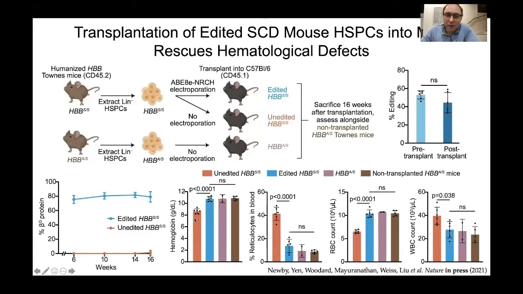Strikingly, we observed that in all of the parameters we measure in a complete blood count, the hemoglobin, the total hemoglobin level, the percentage of reticulocytes, the red blood cell count, and the white blood cell count, each of these parameters is restored to be statistically similar to the healthy controls and statistically different from the unedited controls, which have a disease phenotype.